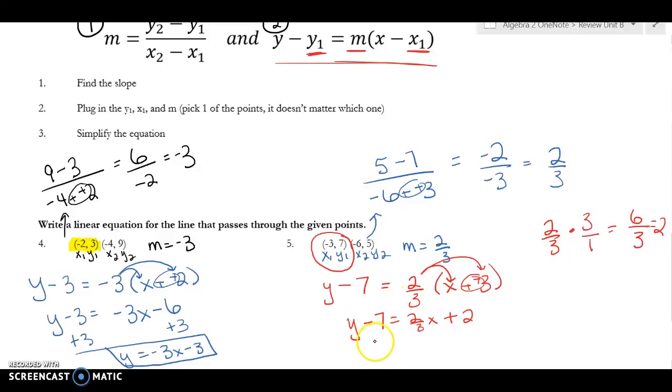Okay. And so now I just need to solve this. To get rid of a minus 7, I add 7. And so I get y is equal to 2/3 x plus 9. So depending on what you're given, you have different equations. The big thing you have to do is label stuff. Even when I did those first ones with finding the equation from a graph, I labeled my m and I labeled my b and then I plugged it in.